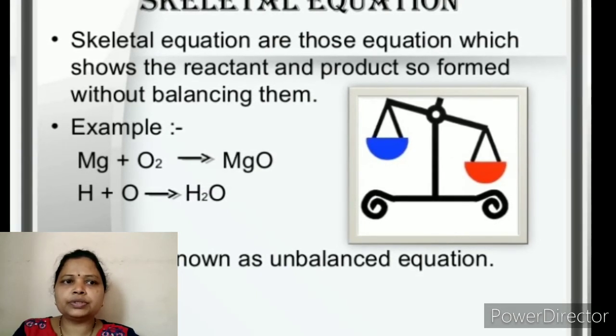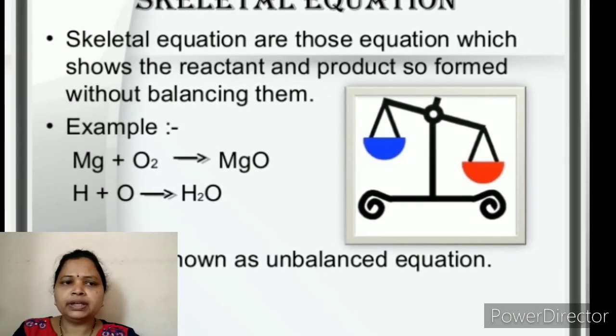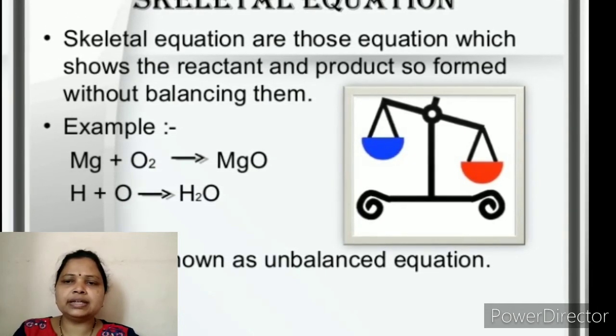Second example is hydrogen reacts with oxygen, then it gives the water molecule, that is H2O. It is also known as an unbalanced equation.